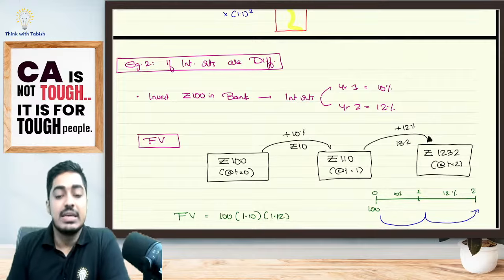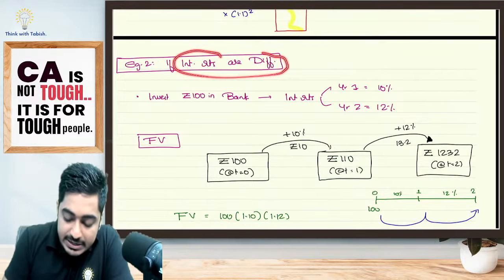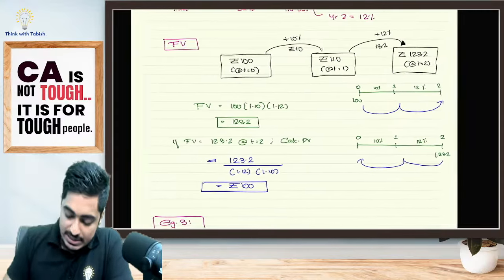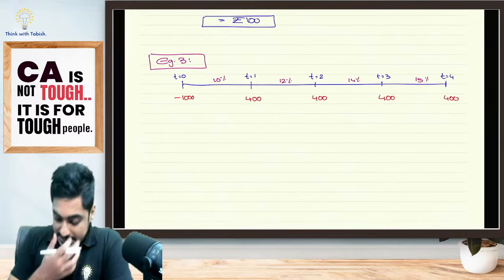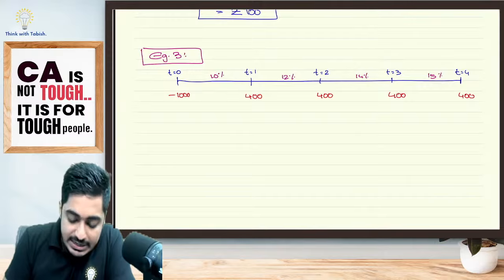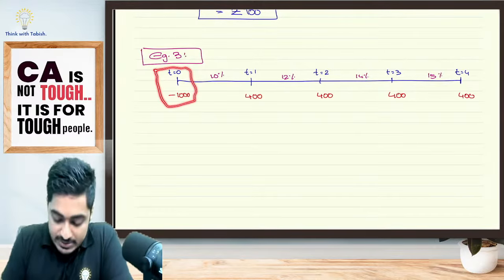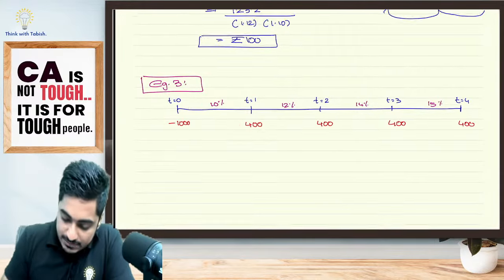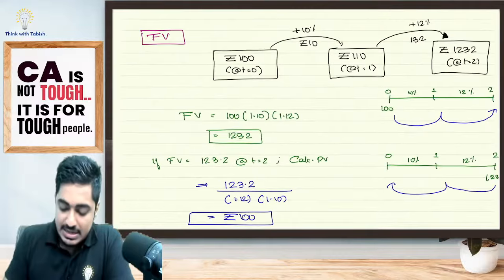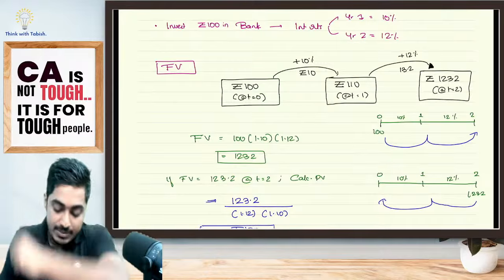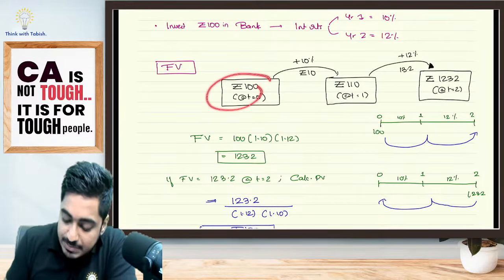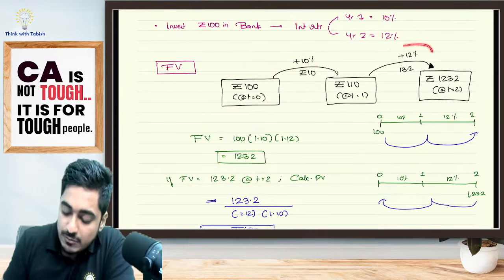Now, one more simple thing. If interest rates are different, we will be using it subsequently. Okay, now look at this very simple example. Imagine at t is equal to 0, 1000 rupees I have invested. T is equal to 1, 400. First, let us understand with this simple example. Imagine 100 rupees I invested in a bank. First year, they are giving me 10%. Second year, they told they are going to give me 12%.